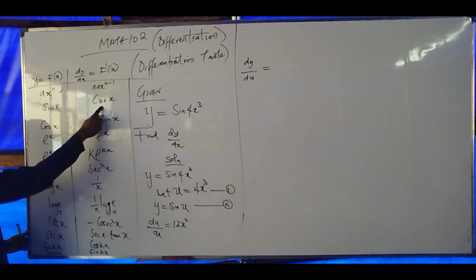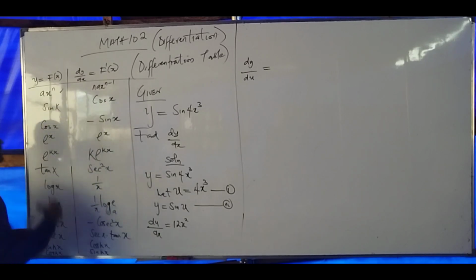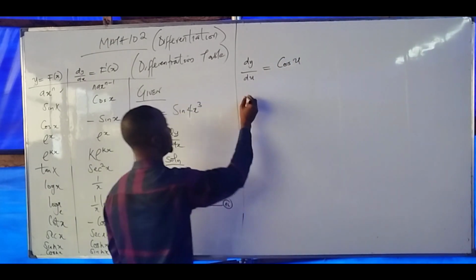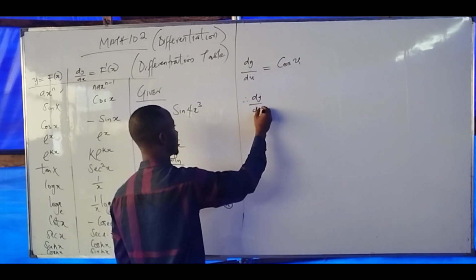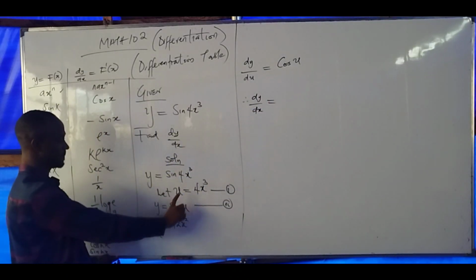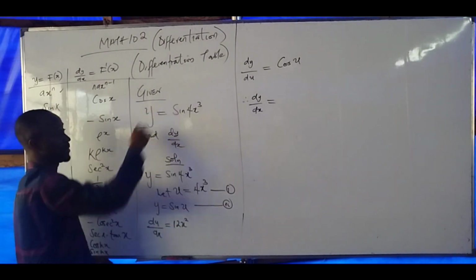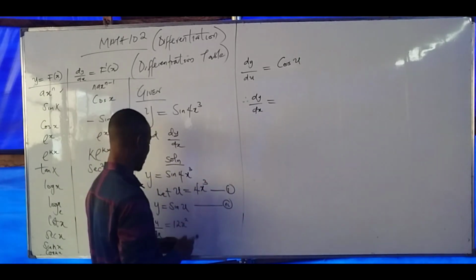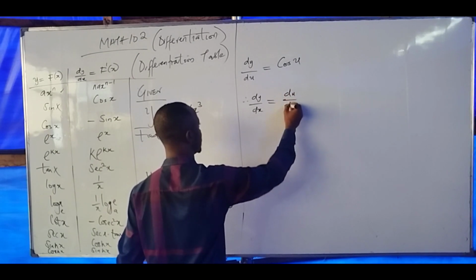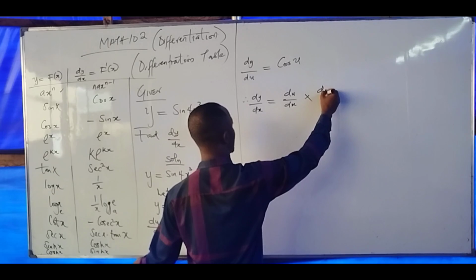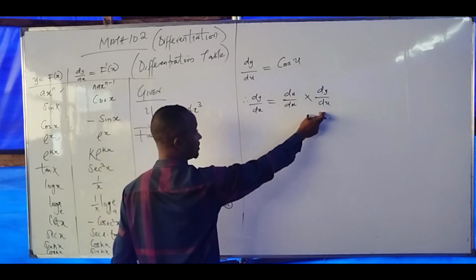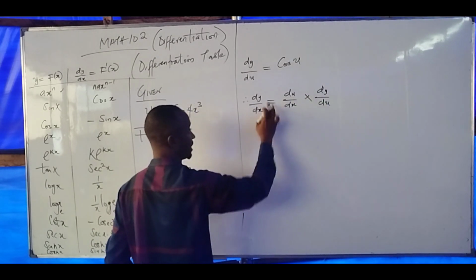Cos. Are you getting it now? So when you differentiate sine, we have cos. That means dy/du becomes cos u. Therefore, our dy/dx, remember when we learned the chain rule, we multiply du/dx by dy/du, and that will give us dy/dx. So our dy/dx becomes the product of du/dx times dy/du. Do you know that du can cancel du? We are left with dy/dx.